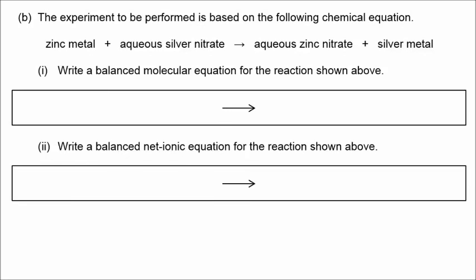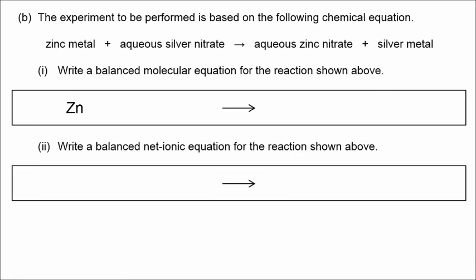In part B of this question, we have to write a balanced equation. First a molecular equation, then a net ionic equation. This is a redox reaction in which zinc is being oxidized and silver is being reduced.